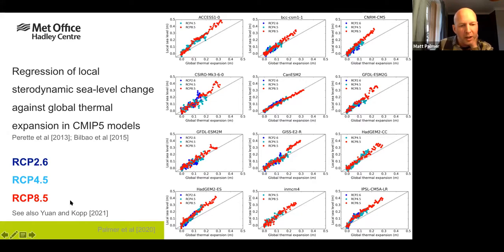However, it's worth being aware, if you're not already, of the work by Yuan and Kopp 2021, where they have a slightly more sophisticated approach to this, which does an even better job of capturing some of the non-linear shapes to this curve. So essentially, for a given location, a different CMIP5 model will give us a different slope of the relationship, and we can factor that into our uncertainties.